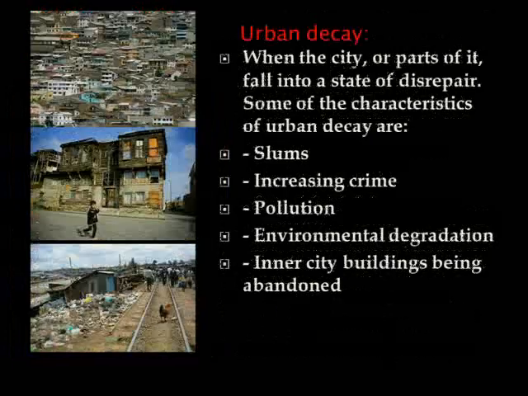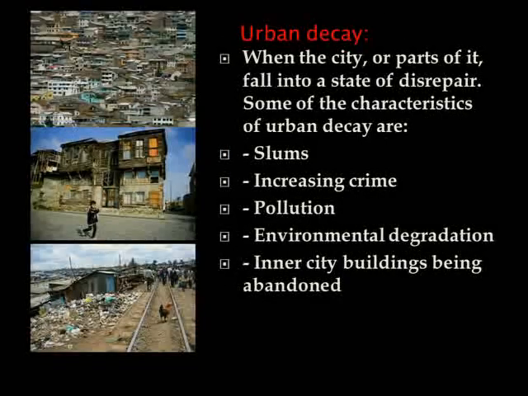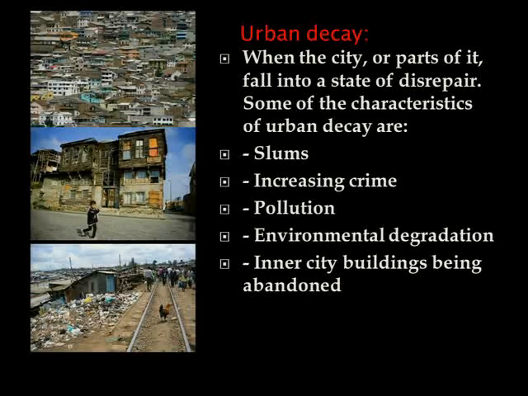Let's look at number 3. There's urban decay. What is urban decay? It is when the city or parts of the city fall into a state of what? Of disrepair. Some of the characteristics of an urban decay are, you are going to see the slums. Look at the pictures. There's the slums. Look at the boy walking past a building that's really gone. Can you see that? Yeah, it's dilapidated.